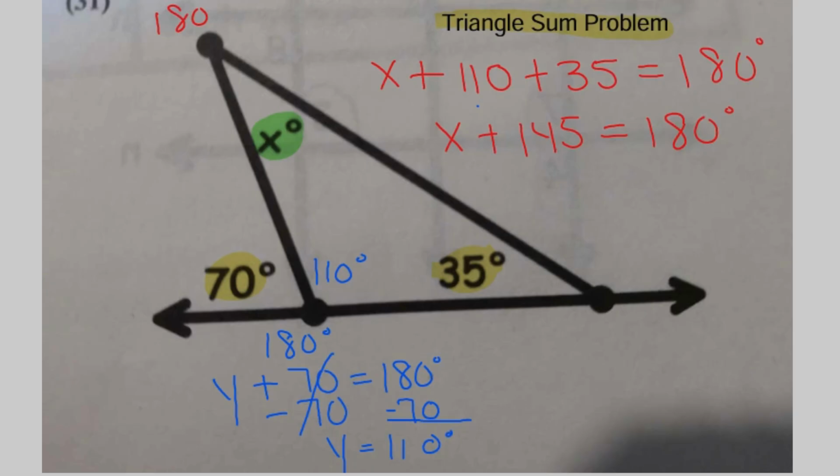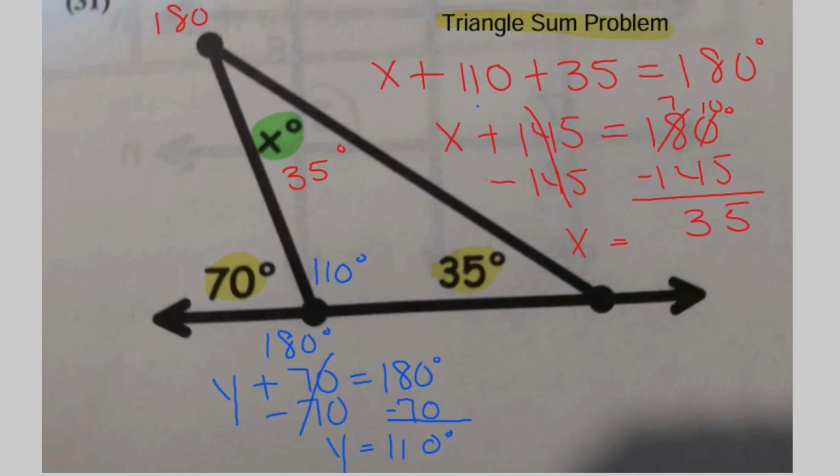To solve for x, we have to do what? Get rid of the 145. Again, it's being added, so to get rid of it, we have to do the opposite. So we're going to subtract 145 from this side, and whatever we do to one side of the equal sign, we do to the other. This cancels out, leaving x by itself. And when we subtract, 10 minus 5 is 5, 7 minus 4 is 3, and 1 minus 1 is nothing. So this angle here also equals 35 degrees.